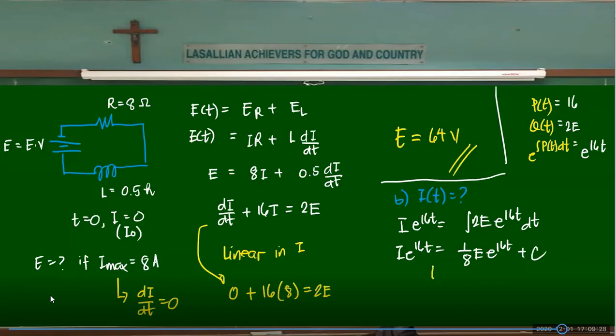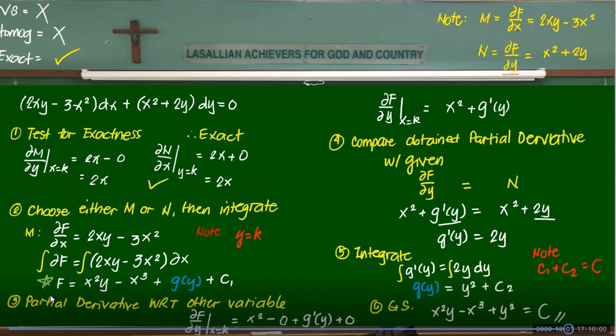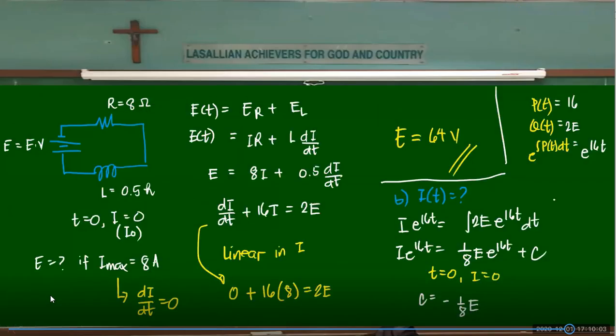Okay. Therefore, c is actually equal to negative 1/8 capital E, right? So, wala na akong space. I e to the 16t equals 1 over 8 E e to the 16t minus 1 over 8 E. Right? So let's just factor.